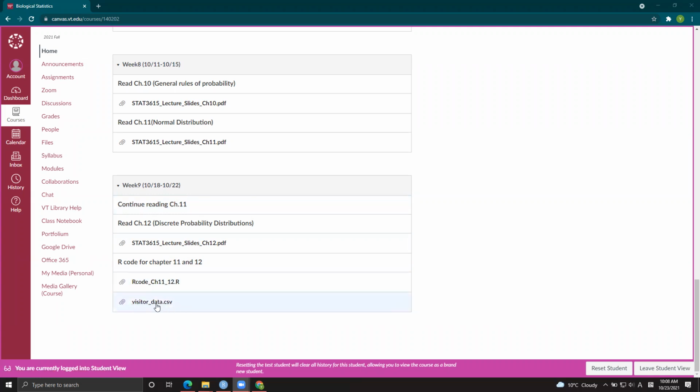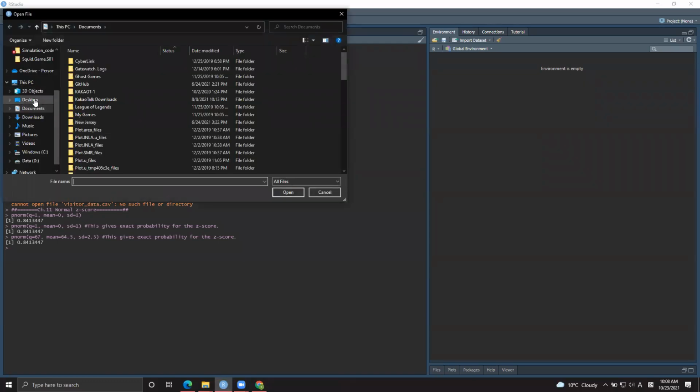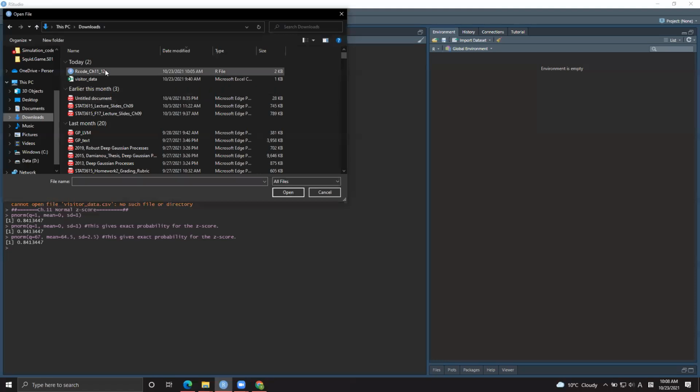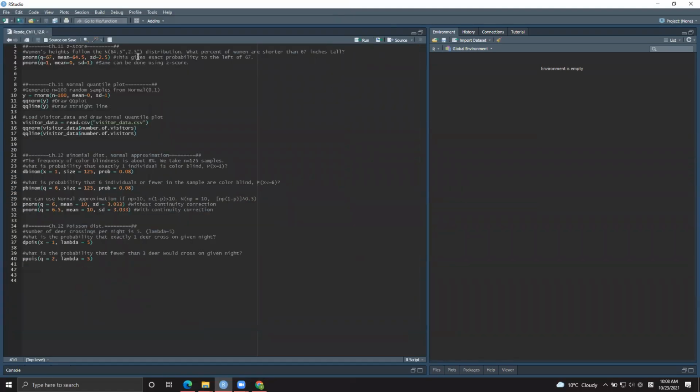Again, this is our R file. This is our dataset file. So once you download, open R, and let's open the R file that you just downloaded. And let's start with chapter 11.